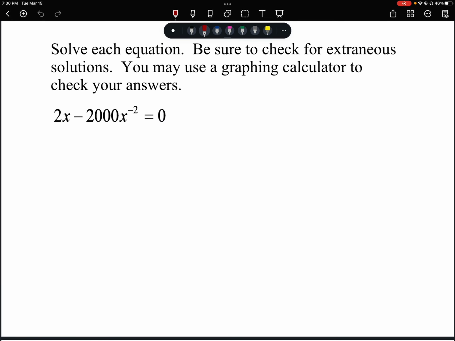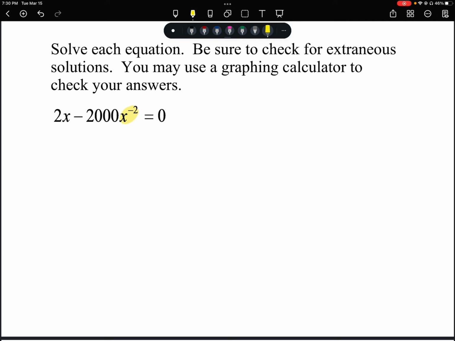All right, so looking at the first example, it says solve each equation. Be sure to check for extraneous solutions. You may use a graphing calculator to check your answers. We have 2x minus 2,000 times x to the negative second equals 0. Right off the bat, when we look at this equation and ask ourselves what makes this one look complicated or hard, I'm sure we would all agree it's probably the x to the negative second power.